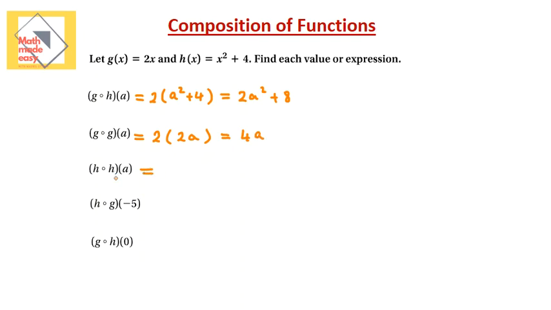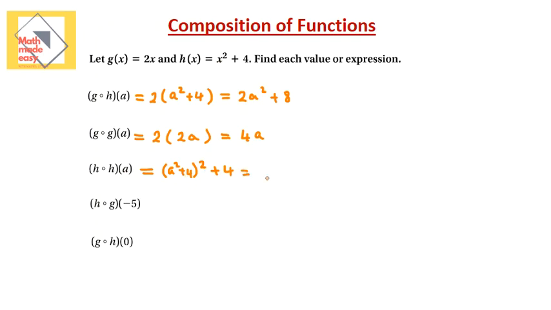What about h composition h? Well, h of x is x squared plus 4. I'm not going to write x because the domain will change. I'm going to just write something squared plus 4. What will happen to my domain? I'm going to use the same function again, which is x squared plus 4. However, I'm not going to substitute with x. I'm going to substitute with a. So instead of writing x squared plus 4, I'm going to write a squared plus 4. And all of that is squared.